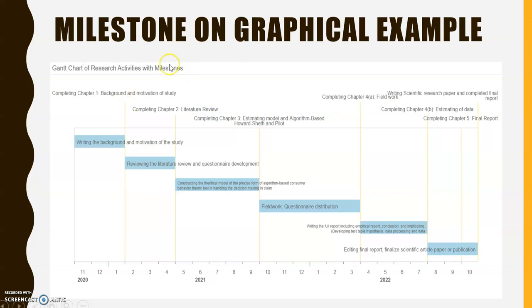Right, this is an example of the graphical representation of milestones, where actually this is the Gantt chart. Writing the background, reviewing the literature, constructing the literature and preparing the publication. This is the Gantt chart, and during the Gantt chart you have a few milestones that you want to achieve. Therefore, for milestones, identify every task included in every step in the Gantt chart.